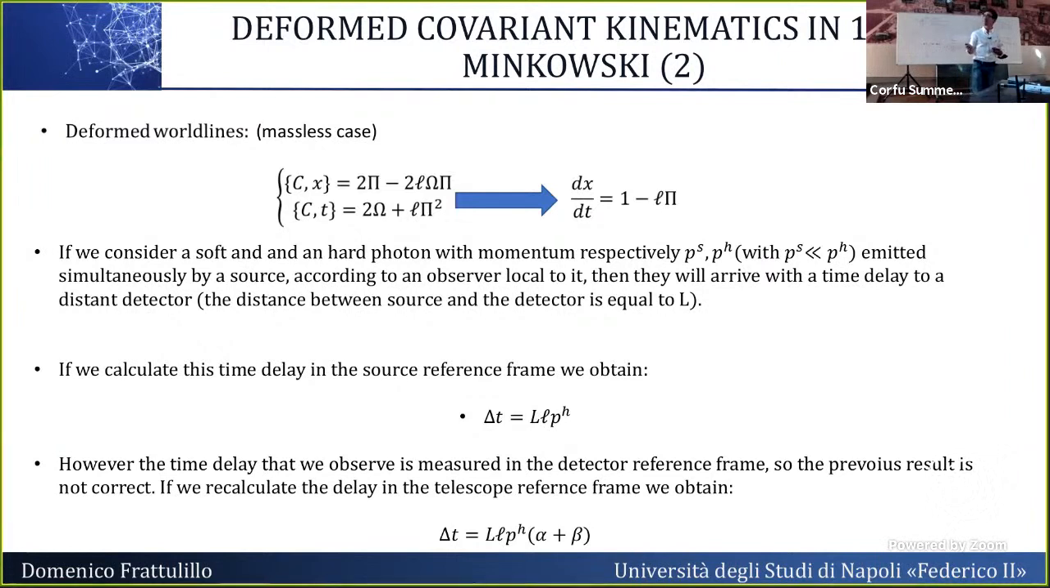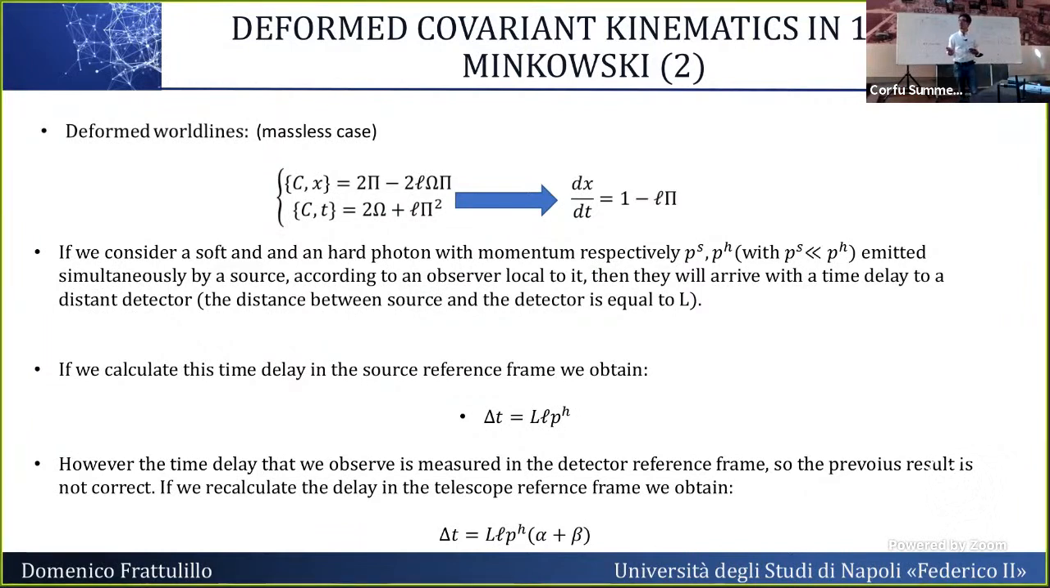Now let's consider the following experiment. We consider a soft and a hard photon, with momentum respectively ps and ph, where ps is the soft momentum that is supposed to be much smaller than p hard. These two photons are emitted simultaneously by a source according to an observer that is local to the source. And we ask with which time delay these two particles arrive at our detector, and we have called capital L the distance between the source and the detector.